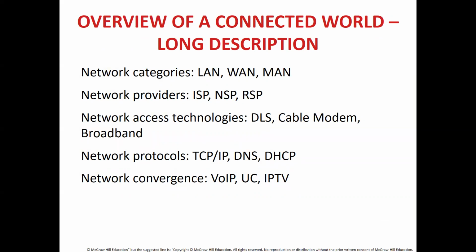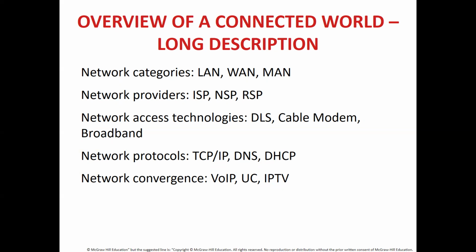We have NSP, Network Service Provider, and then you have RSP, which is Regional Service Provider. In network access technologies, we have DSL, cable modem and broadband. These are the technologies which allow us to have internet connectivity. The difference between these technologies is generally in terms of the speed at which they transmit data back and forth to a computing device.